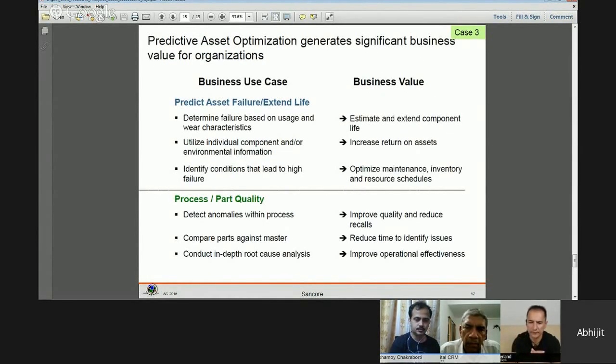So what's the business value? If you want to predict asset failure or extend life, the business value is very clear. You determine failure based on usage and wear characteristics, you can estimate and extend component life, and you can increase return on assets. You can identify conditions that lead to high failure. You can optimize maintenance, inventory, work order challenges, resource schedules, manpower, and so on. It improves quality and reduces recalls. The business value for any kind of predictive asset optimization is enormous. You can compare the parts against the various masters and see which ones you need to reorder, which ones you need to reduce stock of, and conduct in-depth root cause analysis. Most of this, at least on the left-hand side, is being done by nearly all companies that have very high physical assets.